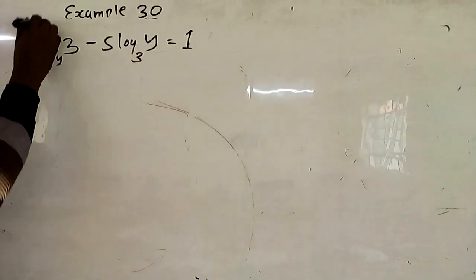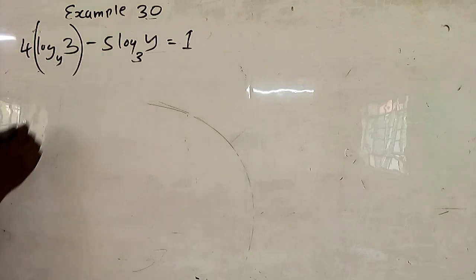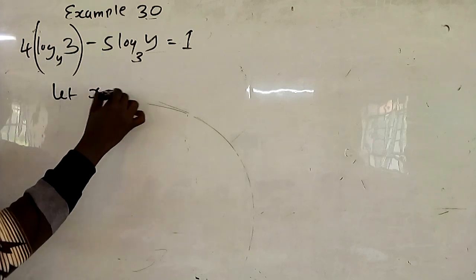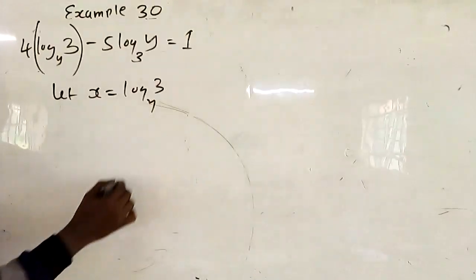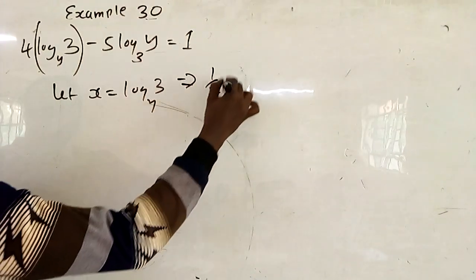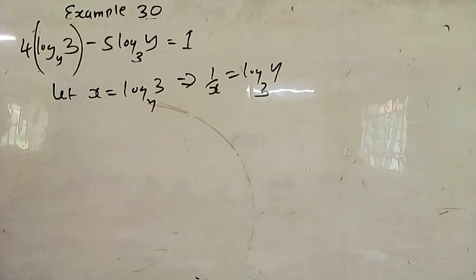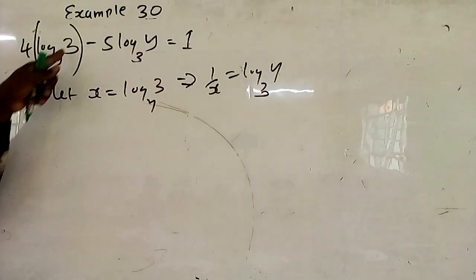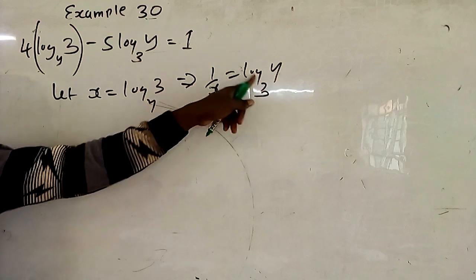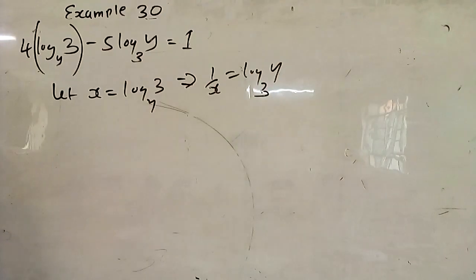If you let x be equal to log 3 to base y, then it implies that 1 over x is going to be log y to base 3, isn't it? If you let x be log 3 to base y, then 1 over x is going to be log y to base 3. Then you substitute, isn't it?